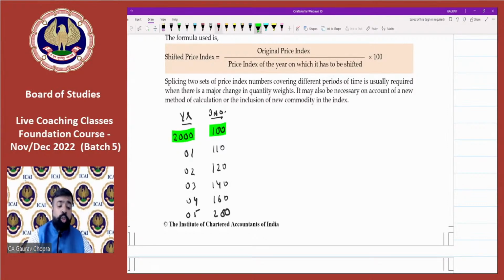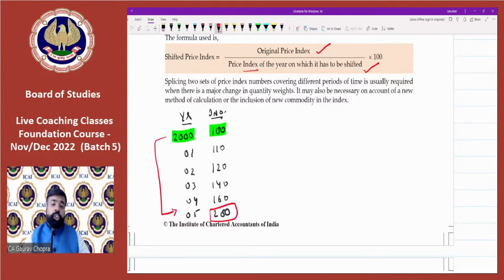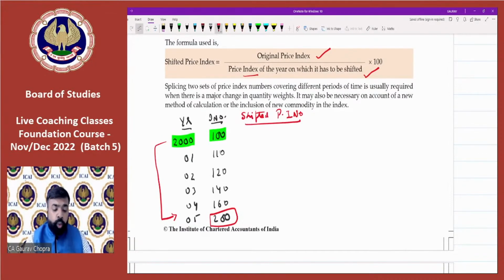So we want to shift the base year. We want to shift the base year from 2000 to 2005. So for shifting, the formula is original price index number divided by the price index for the year on which it has to be shifted. जिस पे shift करना है उससे divide कर ले. So let us calculate shifted price index number. So for shifted, what is the original index number? It is 100. जिस पे shift करना है, that is 200, and then multiply by 100.